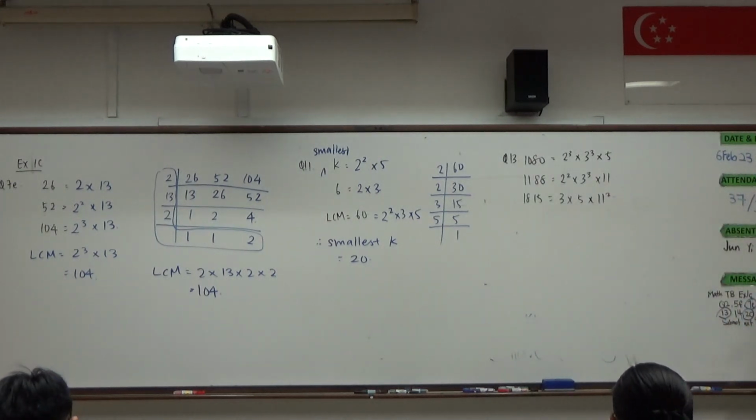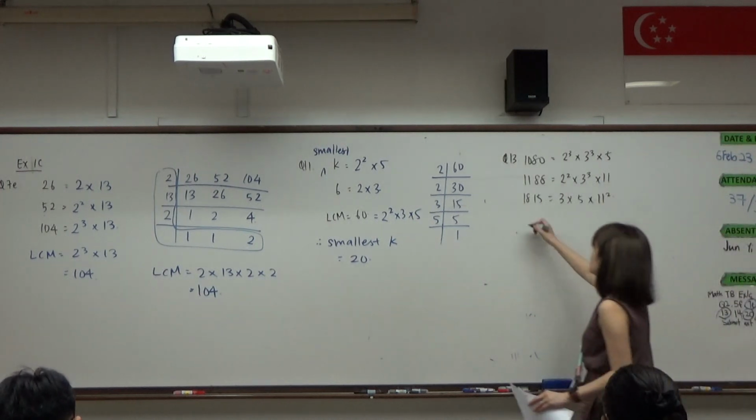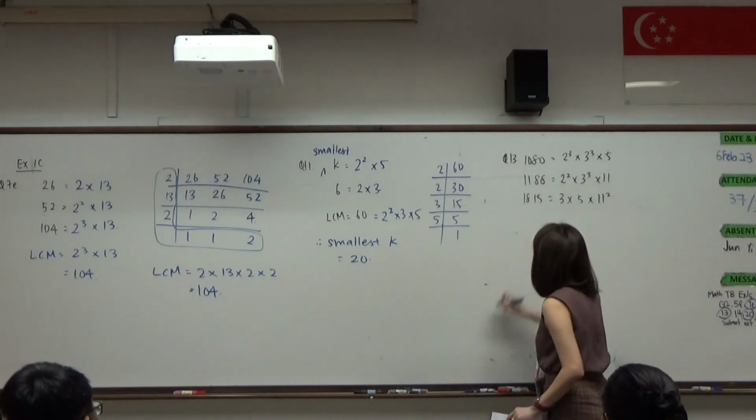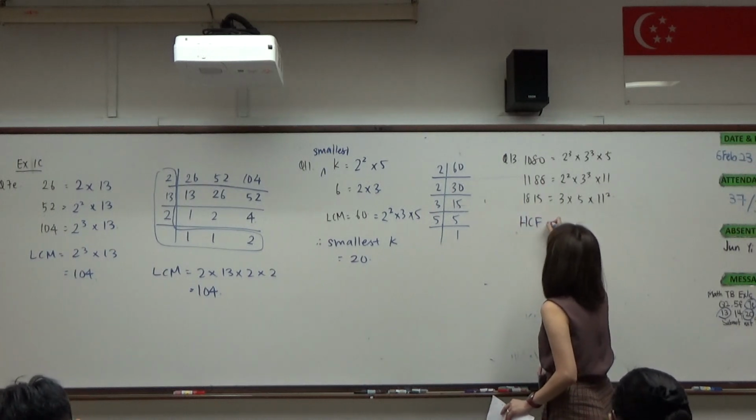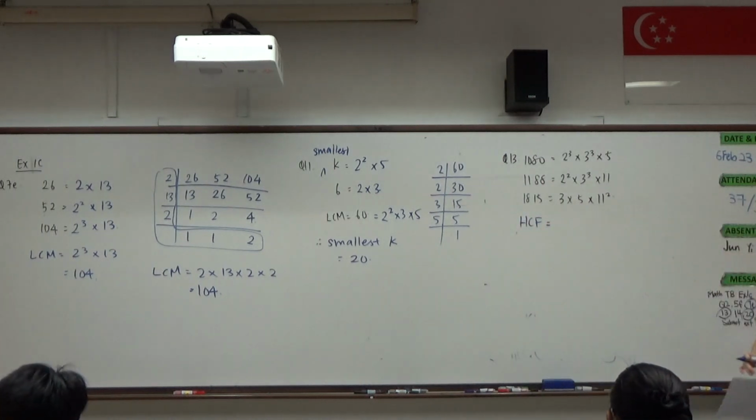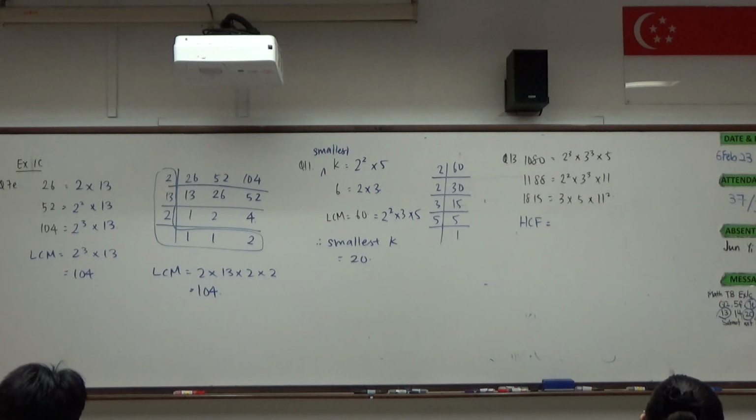that will divide all three. When phrased in that manner, what we're trying to find is the HCF. So we need to find the HCF. And in this case, what will the HCF be?